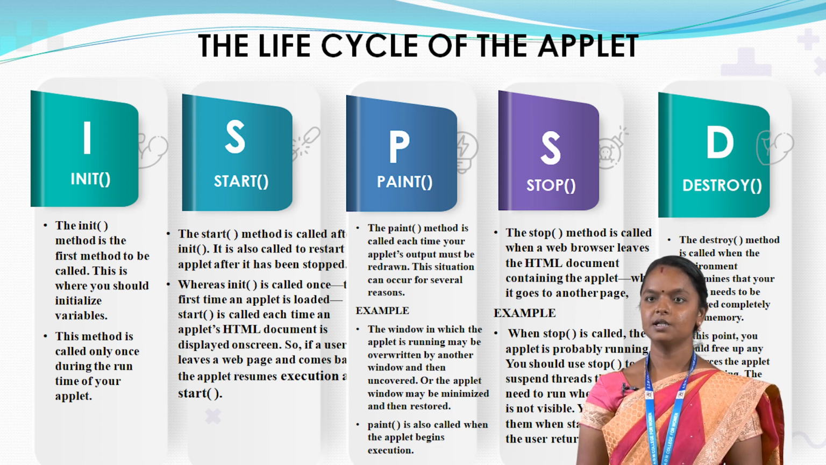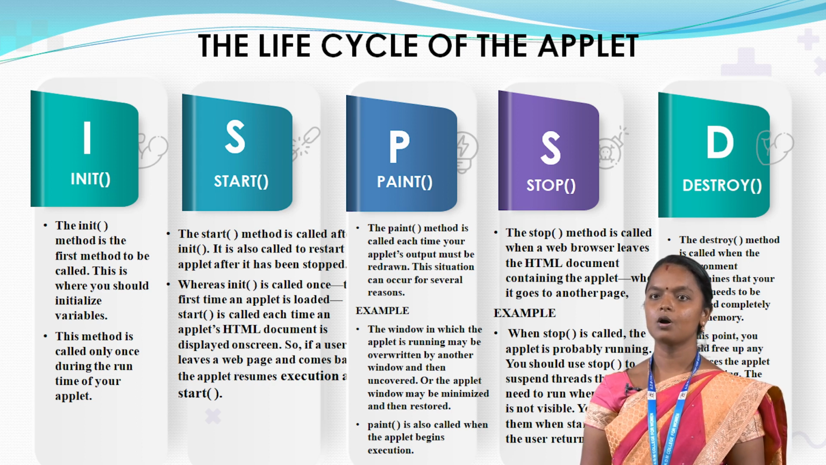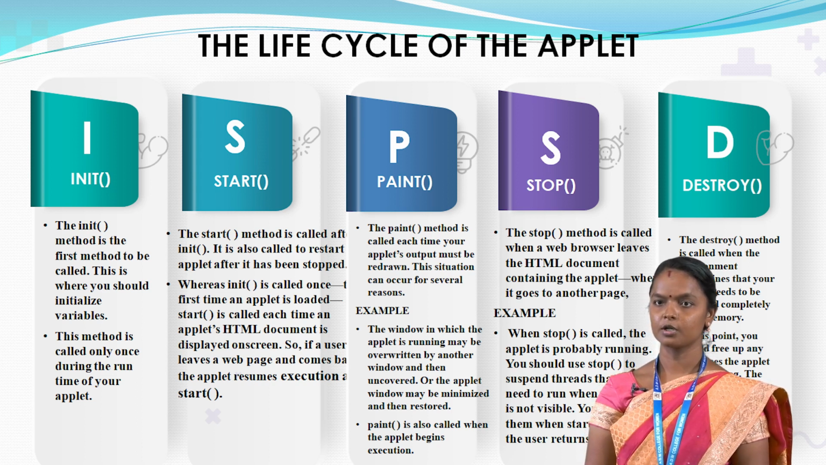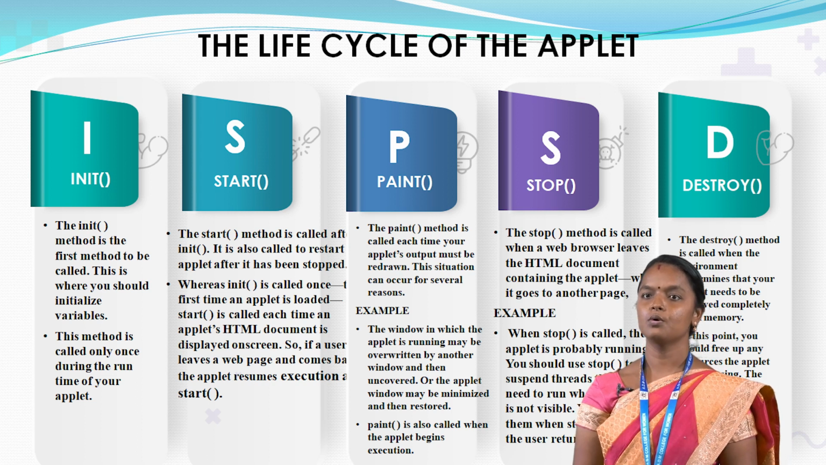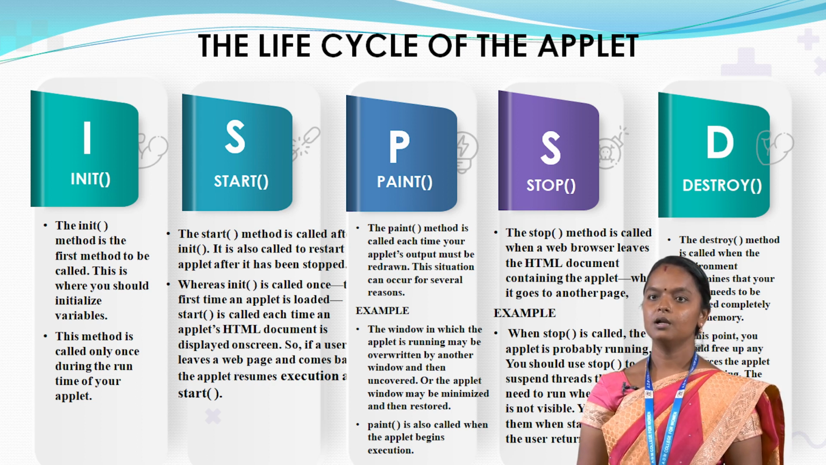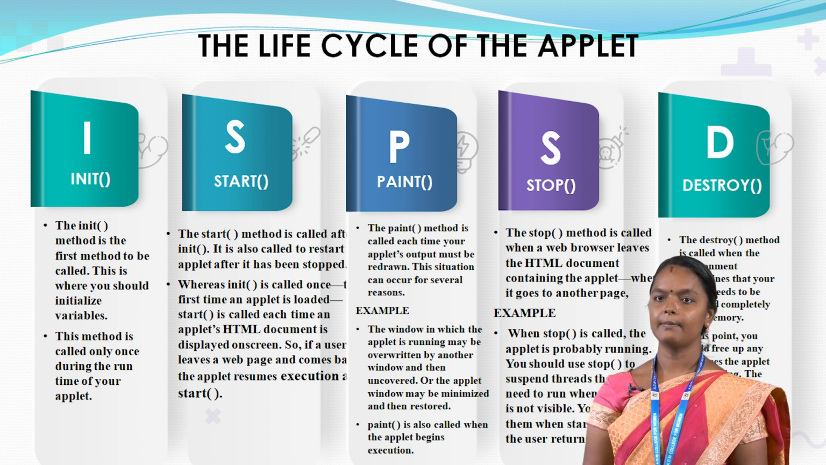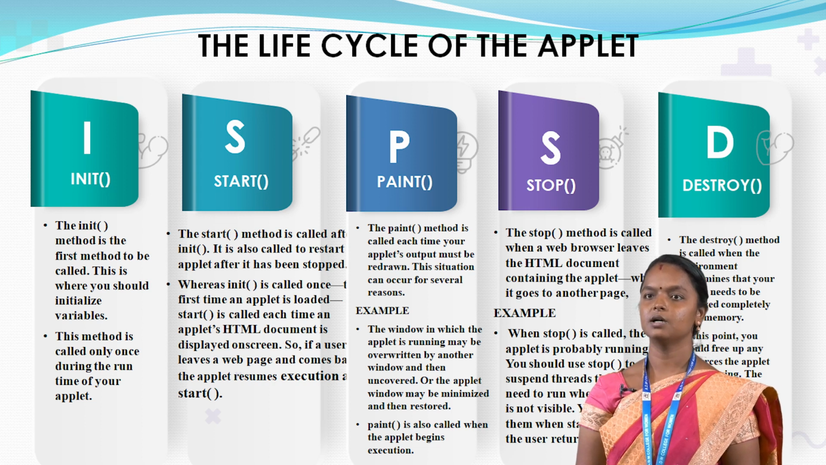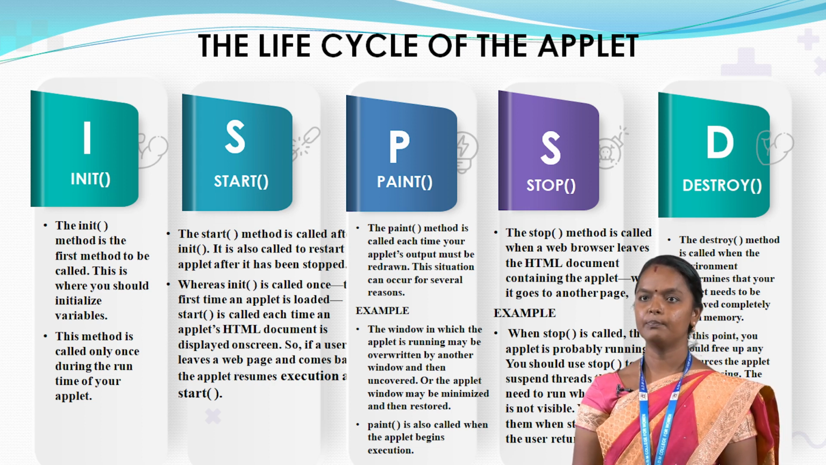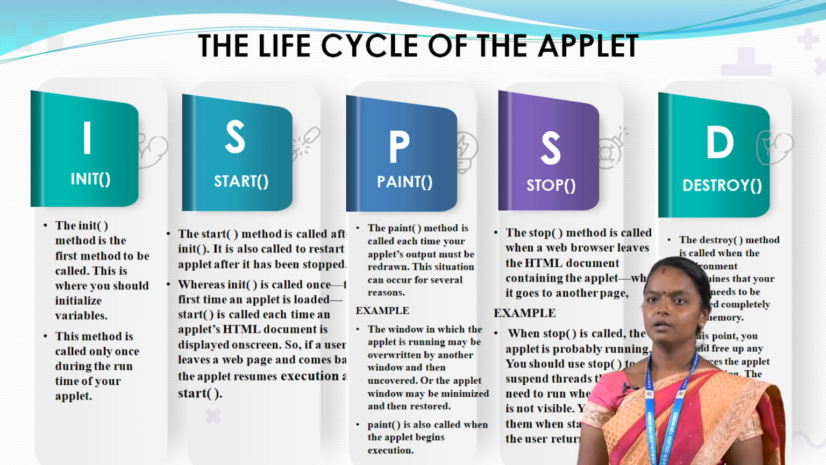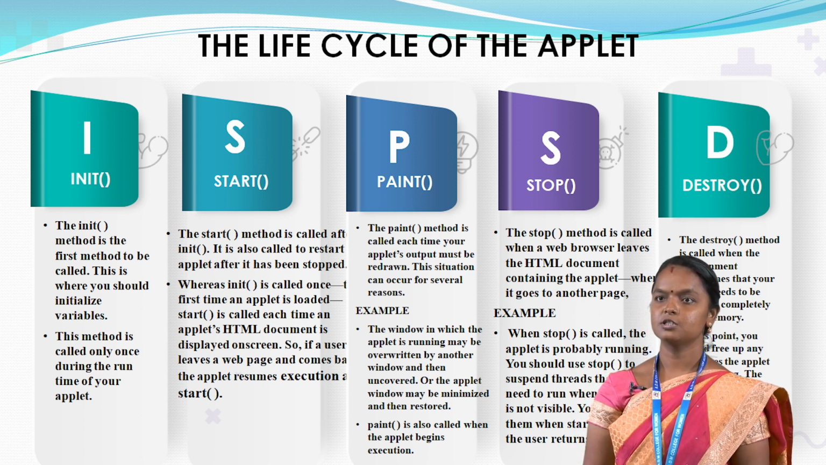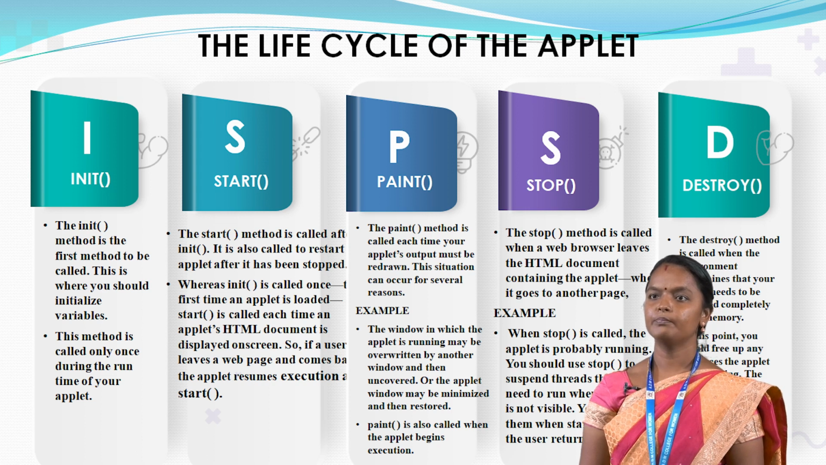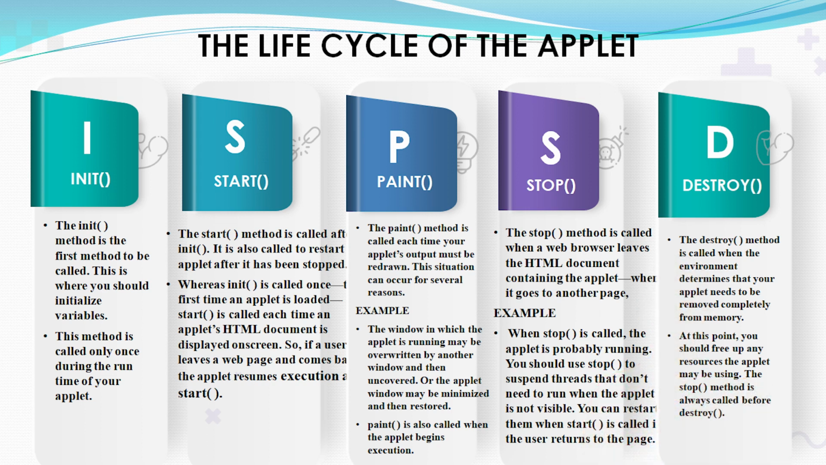The init method is called once, the first time an applet is loaded. The start method is called each time an applet's HTML document is displayed on screen. So, if a user leaves a web page and comes back to the applet, it resumes execution at the start method. Next, paint. The paint method is called each time your applet's output must be redrawn, such as when the window is minimized or restored. Next, the stop method. The stop method is called when a web browser leaves the HTML document containing the applet, when it goes to another page.